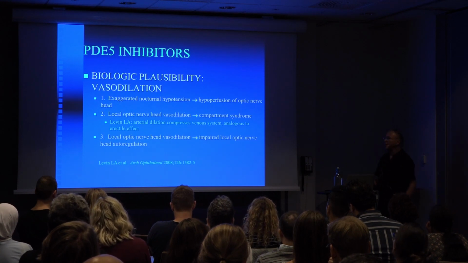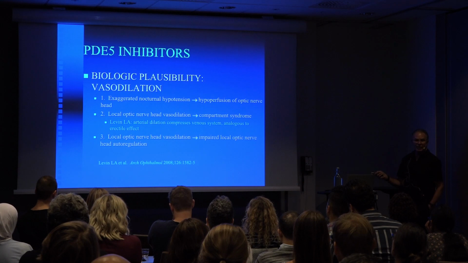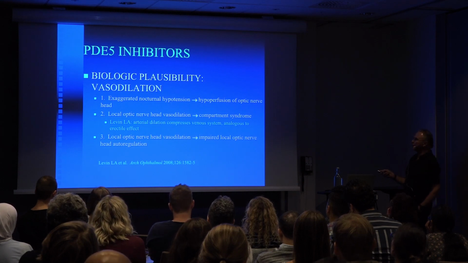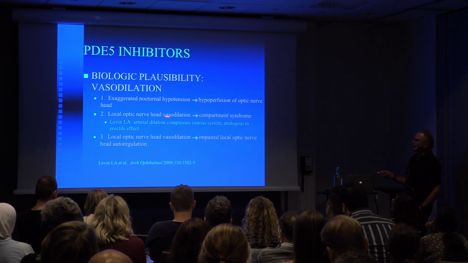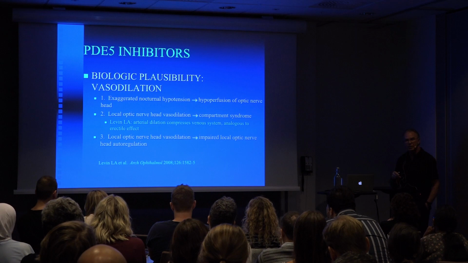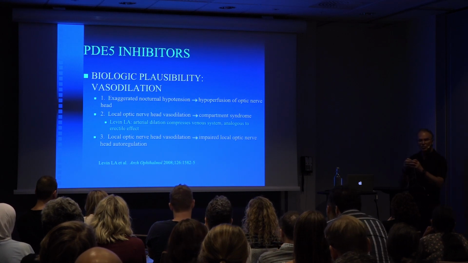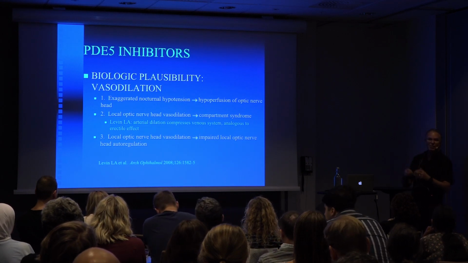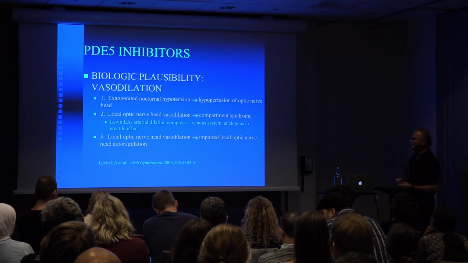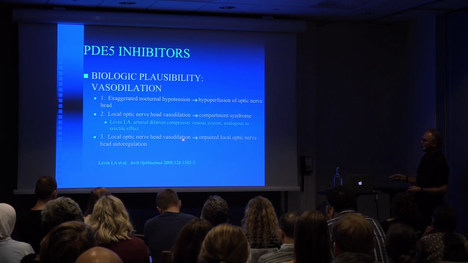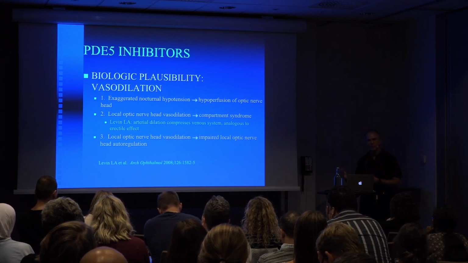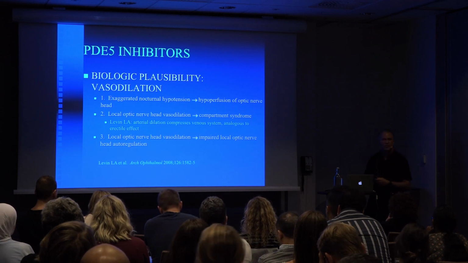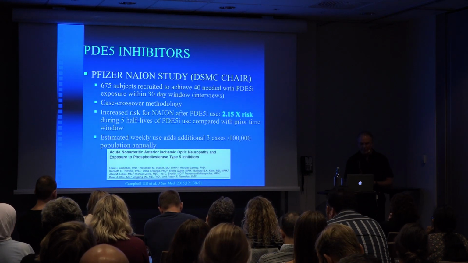It's plausible that that might have an effect. It's a vasodilator, nocturnal hypotension. If you exaggerate that, you may hypoperfuse the nerve head. Dilating within the optic nerve head may actually increase the compartment syndrome. If you're dilating the vessels within that crowded part of the nerve, maybe you're potentiating the ischemic event that happens in there. Local vasodilation within the nerve head also probably impairs autoregulation, which may be one of the causes for ischemic optic neuropathy. So many reasons why it makes sense that the drug might be related.